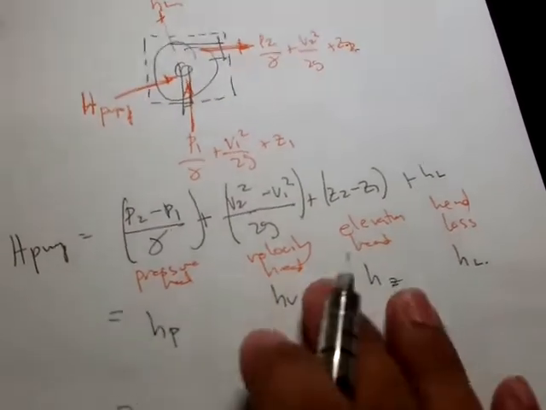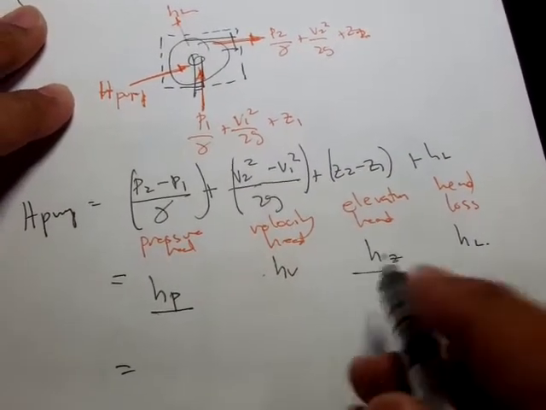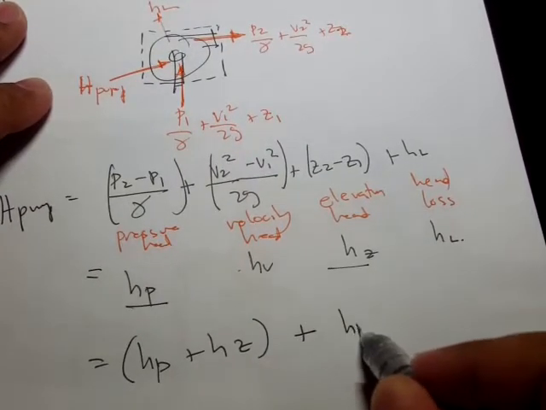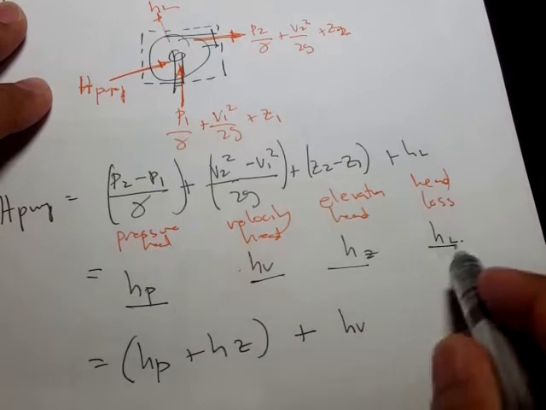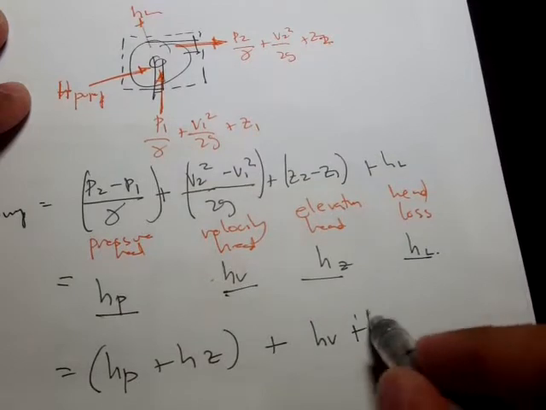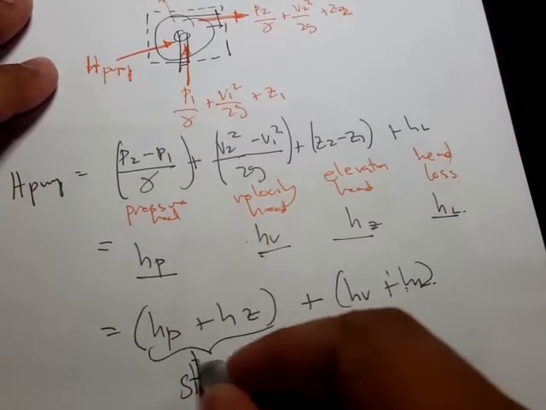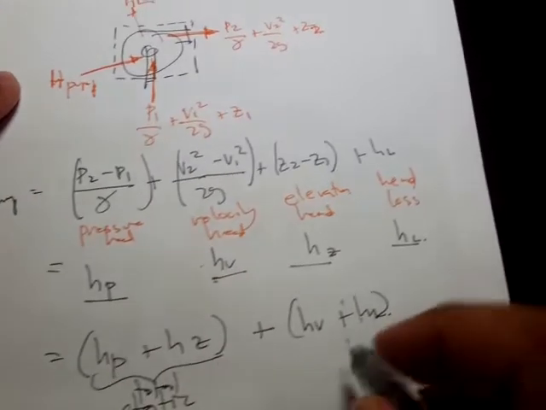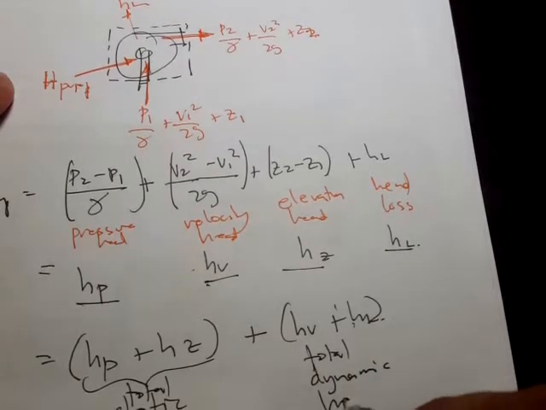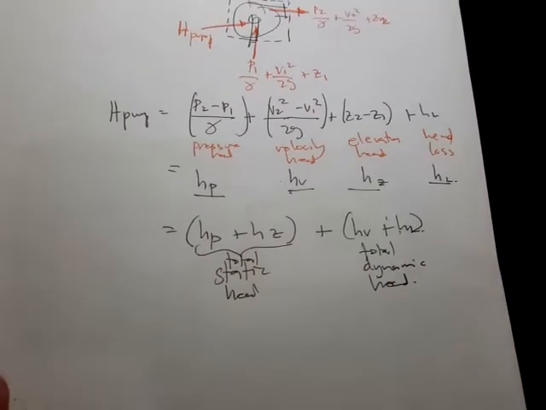Right, so when we say static head for pump systems, we are referring to the pressure head and the elevation head. So H sub P plus H sub Z is our static head, plus the dynamic head, consisting of the velocity head and the head loss, H sub V plus H sub L. Here's our total static head and total dynamic head. That's going to be our working equation, or general equation.